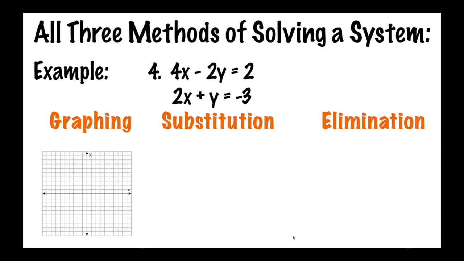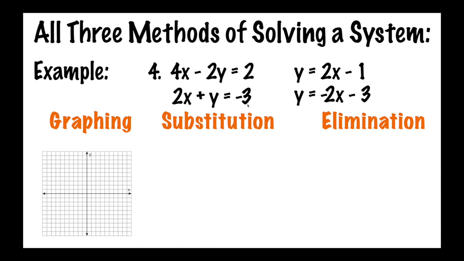Now, in order to graph this, we are going to want to put both of these into slope-intercept form, which is y equals mx plus b. So for the top one here, I'm going to get y is equal to 2x minus 1. And how I got that would be to subtract 4x on each side and then divide everything through by negative 2. The bottom one's a little easier. All we have to do here is subtract 2x, and that's going to give me y equals negative 2x minus 3.